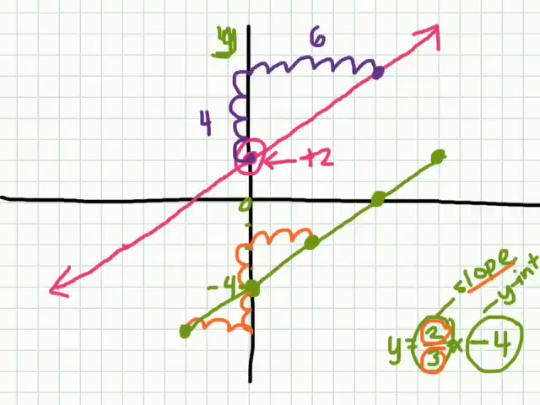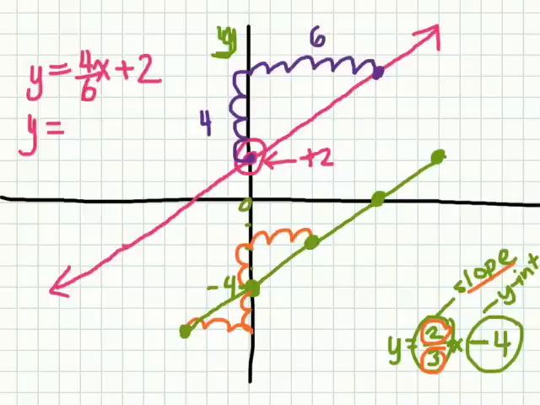So the equation of the pink line would be y equals what? What's the slope? 4 over 6. Then what comes next? Plus or x? Good. Plus 2. Can we simplify 4 over 6? Write that in lowest terms. They're both divisible by 2, so what's 4 divided by 2? 6 divided by 2.